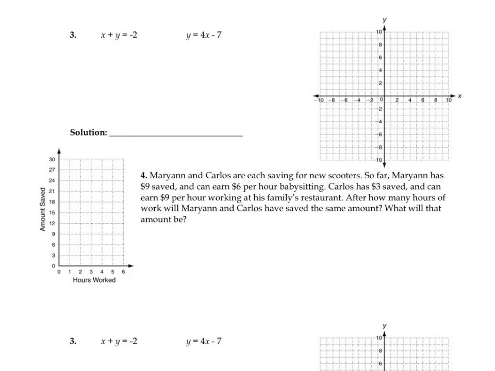In order to graph an equation, remember we have to have that equation in y equals mx plus b form. Looking at number 3, I see that y isn't by itself. So we're going to subtract the x from both sides, and then we'll have the y by itself. Remember, we want to put our x term first and then our constant.